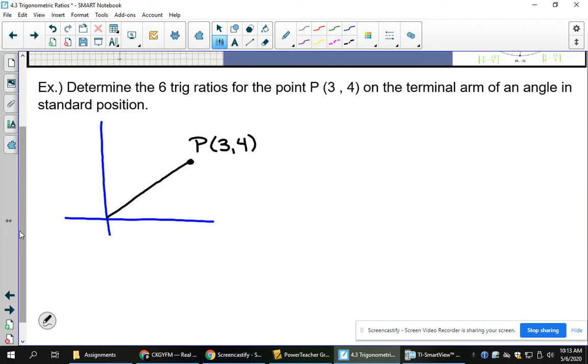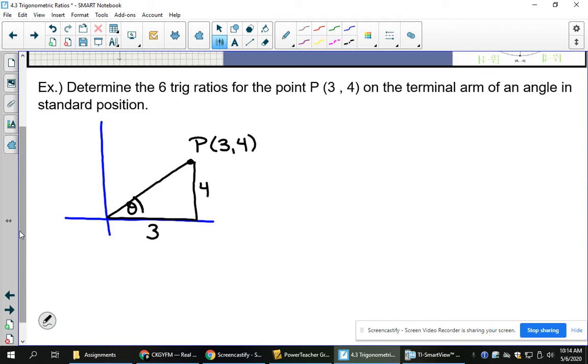Like we saw when we derived the unit circle, a point in this quadrant that's on this terminal arm would be obtained by going 3 in the x direction and 4 in the y direction. If I trace those out, I've made a right angle triangle. And we know that all of SOHCAHTOA applies to right angle triangles. Now this is quadrant 1, so my reference angle and my angle in standard position are the same thing.